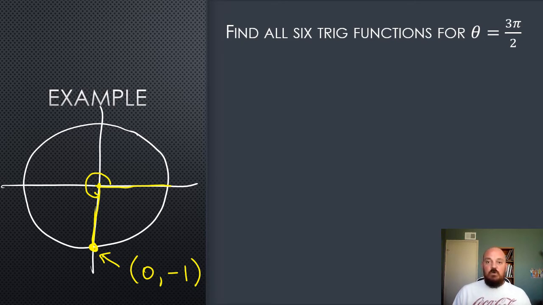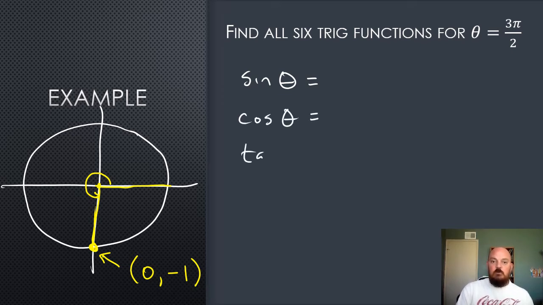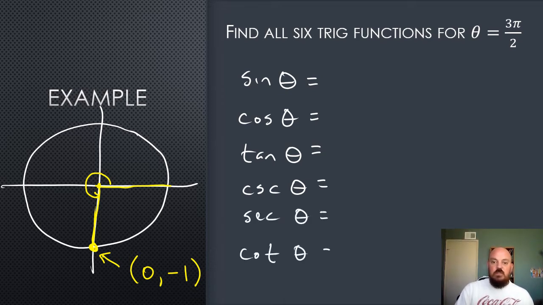In this example, I asked you guys to tell me all 6 trig functions. So let me actually make a quick answer column here since we're doing them all anyways. I'm going to say sine theta equals, cosine theta equals, and tangent theta equals. And then we'll do each reciprocal. Cosecant theta equals, secant theta equals, and cotangent theta equals.